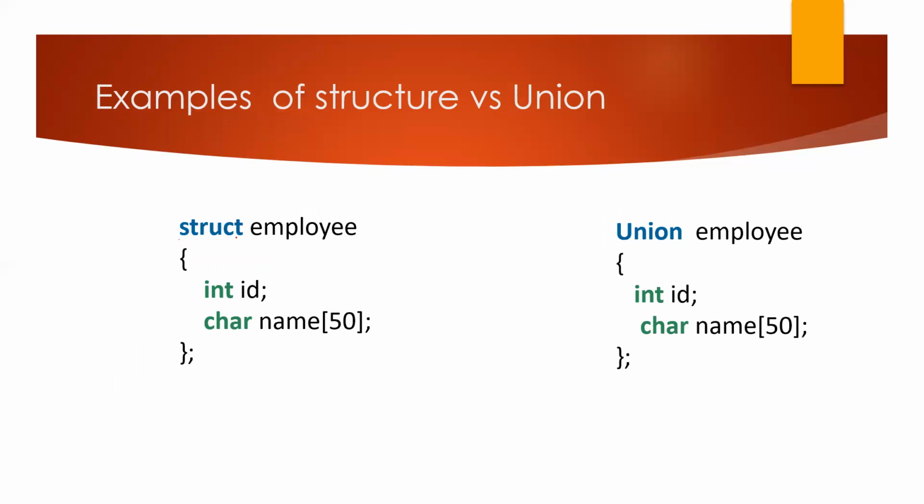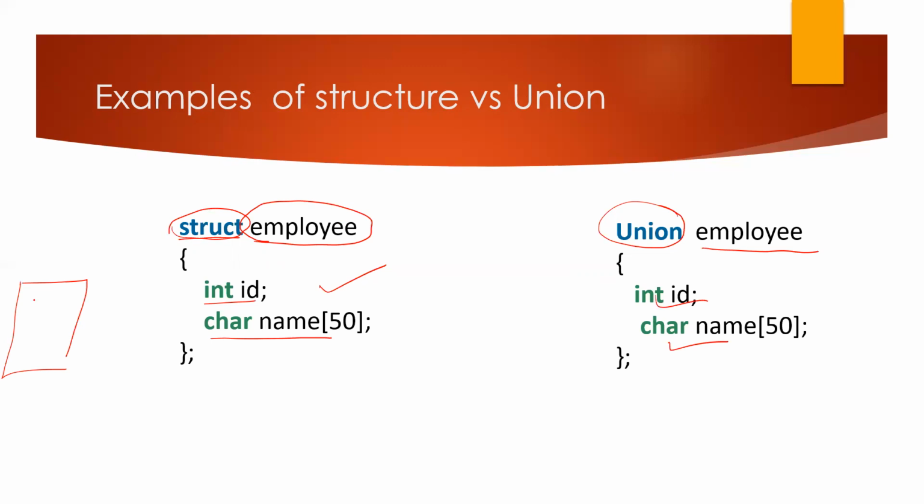So the struct name is employee here. What is the name of the structure? Employee. This is a struct. So int id, char name of 50. So this is called a structure. Whereas in union, the name is employee, and id and name of 50. So with this we have roll numbers, that is id and name, in memory. So this is an example for structure and union.